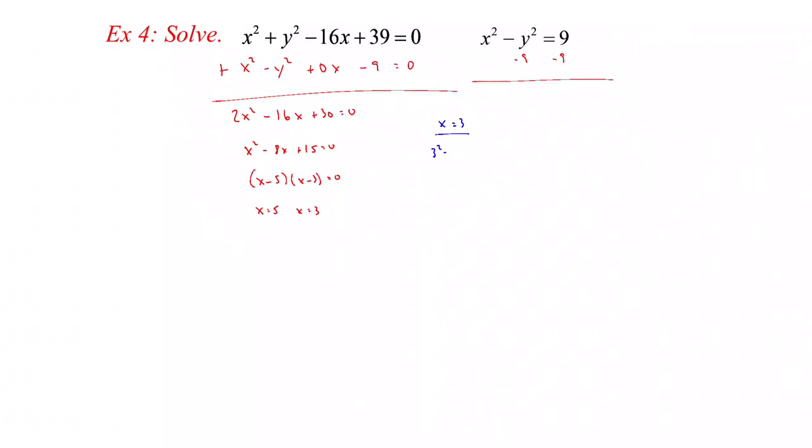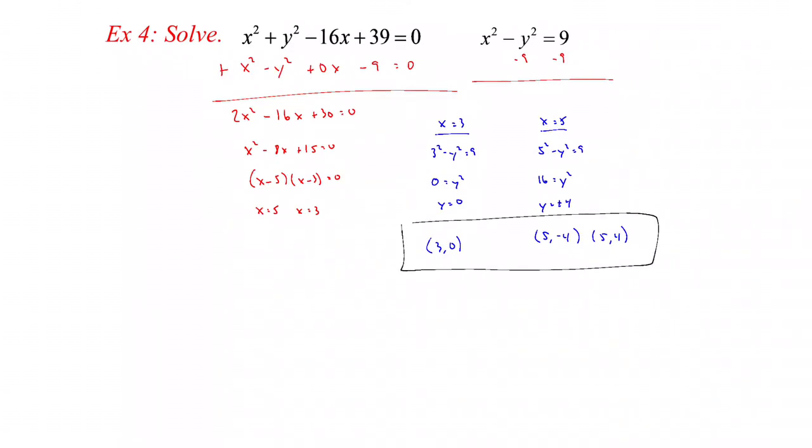So this will give us 3 squared minus y squared is equal to 9. That'll end up being 0 is equal to y squared. So y is equal to 0. So one of our solutions is 3 comma 0. Then we'll plug in x equals 5. So that's 5 squared minus y squared equals 9. That'll end up being 25 minus 9 is 16 equals y squared. So y would be equal to plus or minus 4. So that'll give us an answer of 5 comma negative 4 and 5 comma positive 4. So our 3 solutions on this one are 3, 0; 5, negative 4; and 5, 4.